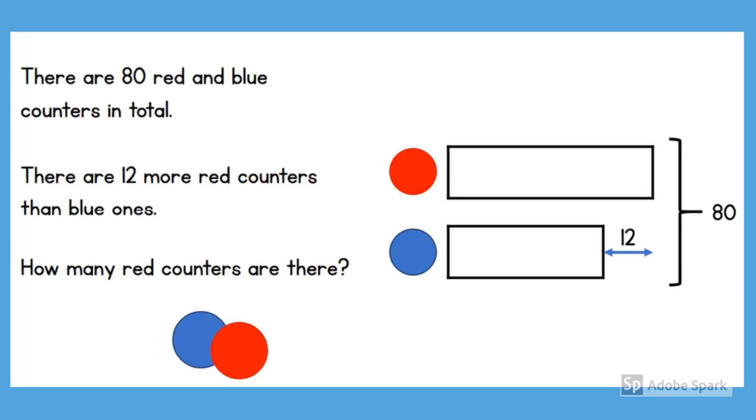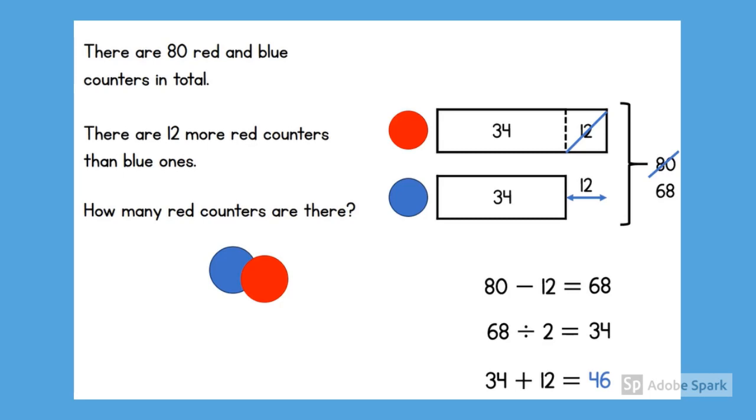Let's have a look at this problem. There are 80 red and blue counters in total. There are 12 more red counters than blue ones. We want to know how many red counters there are. So first of all, we draw a bar model. We know that there are more red counters than blue, and we know it is more by 12 counters. We also know that there are 80 counters in total.